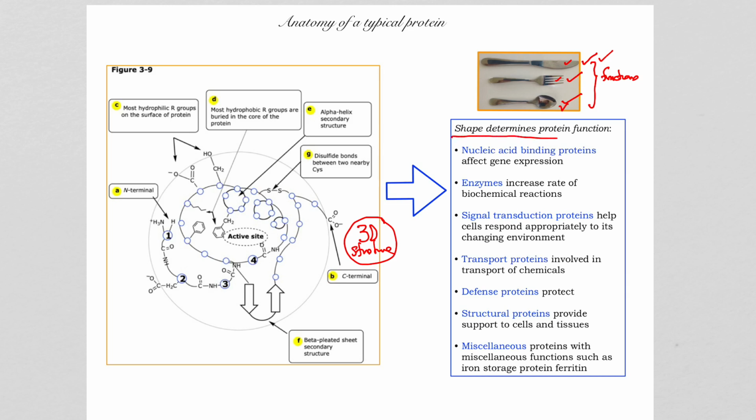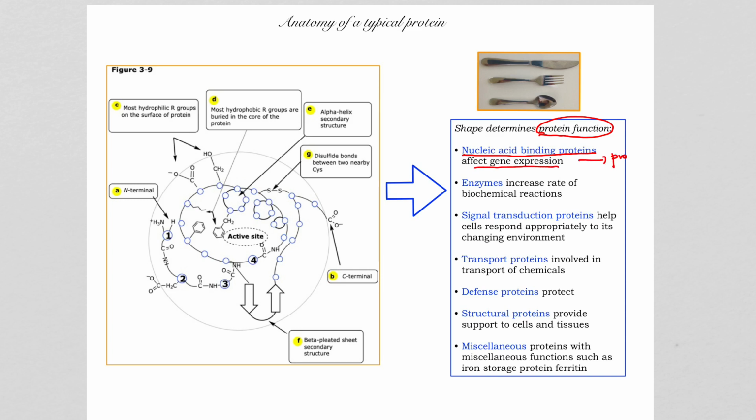Okay, so this is really very important. Shape of the protein or any biomolecule, macromolecule, determines the function of the protein. So proteins have a lot of functions for the cell. They carry out most of the functions of cells. And we'll talk about these proteins and their functions in future videos. So there are nucleic acid binding proteins that affect gene expression. That means they are going to affect the protein profile of the cell. And when the protein profile changes, the cellular activities are going to change.